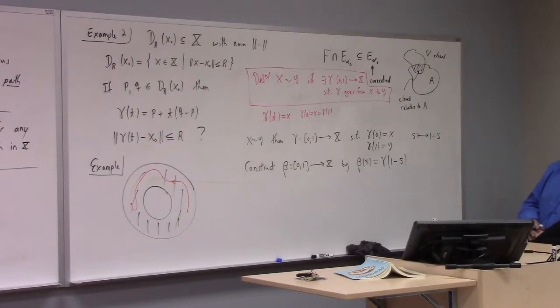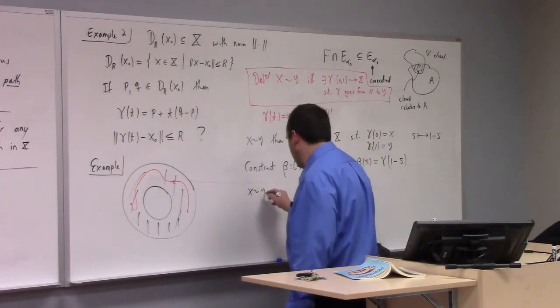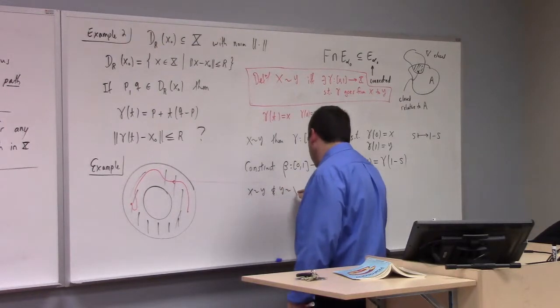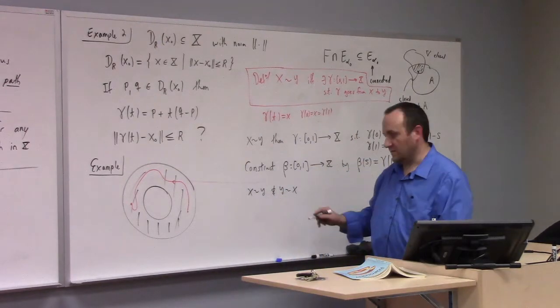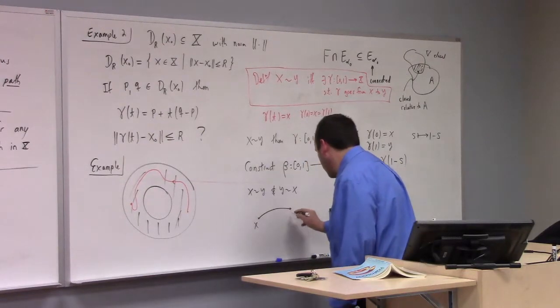Now, transitivity, though, that's a little bit harder, right? Suppose you have x equivalent to y and y equivalent to z. What do you want to do? You draw a picture to organize your thinking, right?